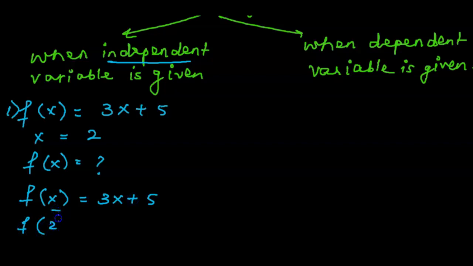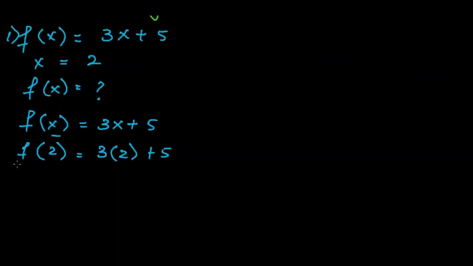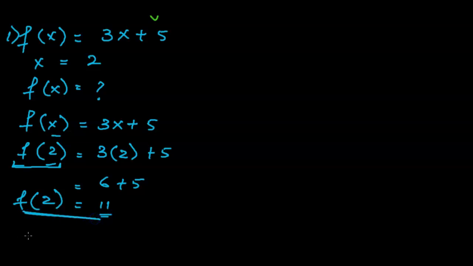In place of x we put 2. This does not mean that we have to multiply f with 2. F of 2 means just the function when x is equal to 2. It's the value of the dependent variable when the independent variable is 2. 3 times 2 is 6, plus 5 is 11. So the function value when x is equal to 2 is 11. That's what it means. So my dependent variable, f of 2, is equal to 11, which is the final answer.